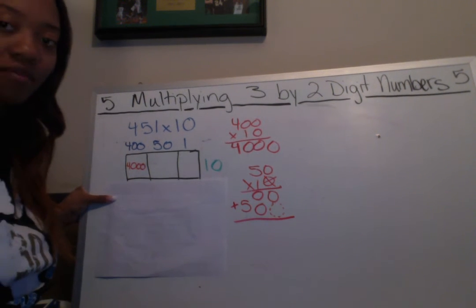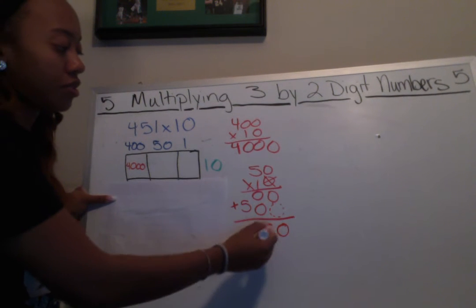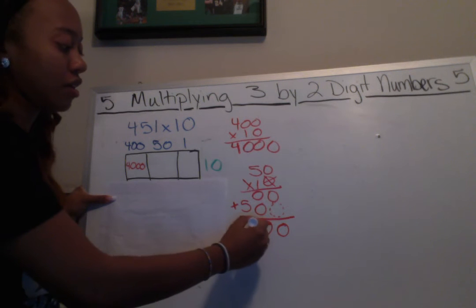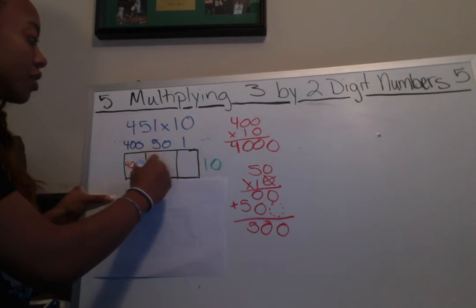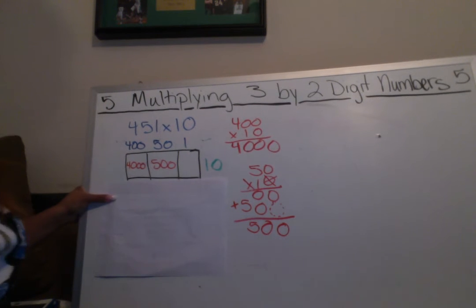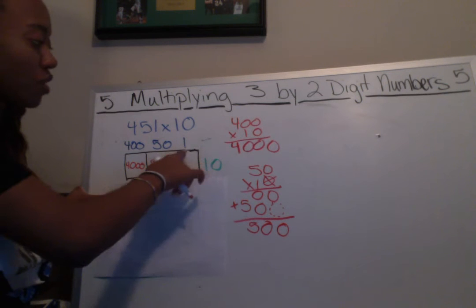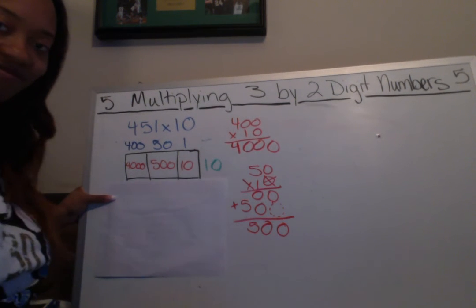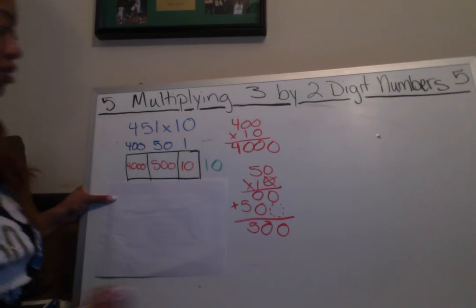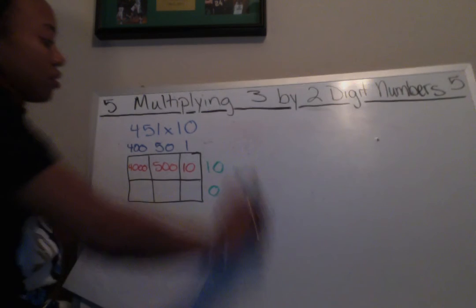After that, you add them up. 0 plus 0, 0. 0 plus 0, 0. 5 plus nothing is 5. So 50 times 10 is 500. And the last one, we should all know this one. 1 times 10 is 10. Very good. Okay, so then we're done with the top boxes.